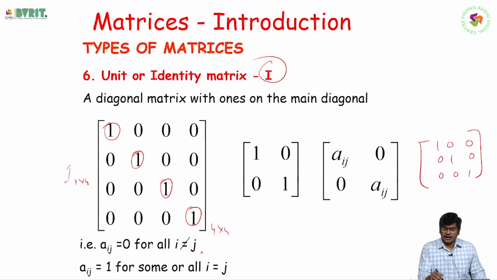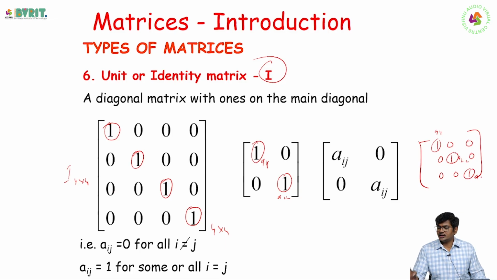For example, this entry is A11, this entry is A22, this entry is A33.